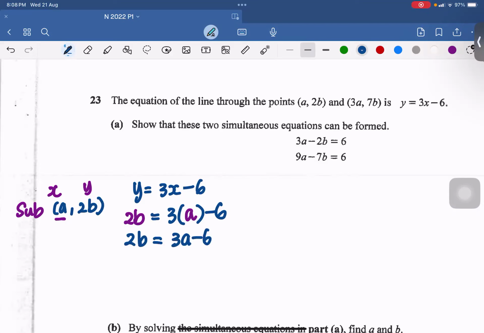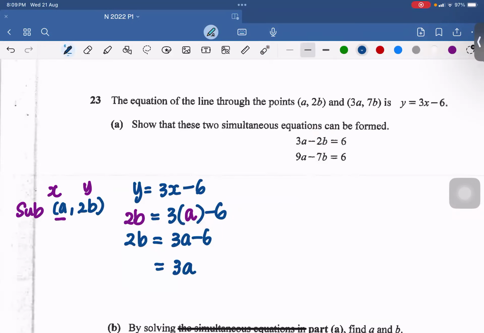But this is not the pattern that they want. What did they want? They want the pattern 3a minus 2b equals to 6. Look at this one. This one has the same numbers, right? But which one do they want first? They want 3a positive. I'm going to keep my 3a positive. Who has to come over to this side? The 2b has to go over here, correct?